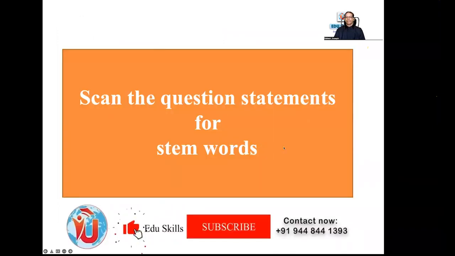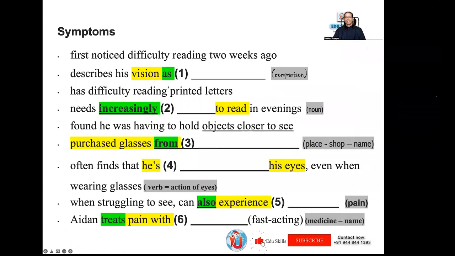Scan the question statements for STEM words. See, these are the STEM words which you have to scan. Vision, as I told you, describes his vision as, describes vision as. And this will be there even in the second extract, you will have almost the same. So there is a comparison with something. Okay. And needs increasingly. There will be a synonym or synonymous language used for these words. To read in evenings, increasingly, already you know.